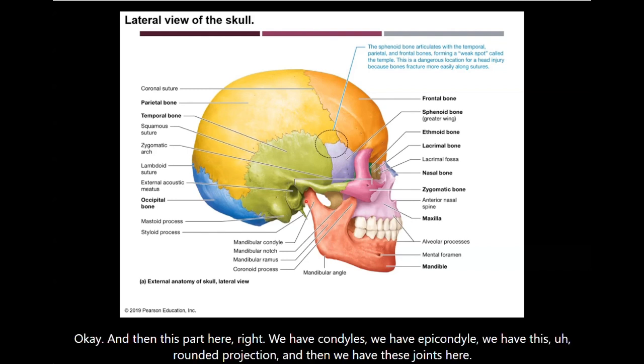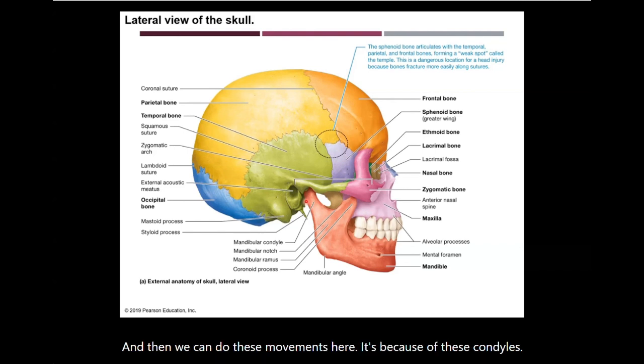And then this part here, right? We have condyles, we have epicondyles, we have this rounded projection, and then we have these joints here, and then we can do these movements here. It's because of these condyles, right?